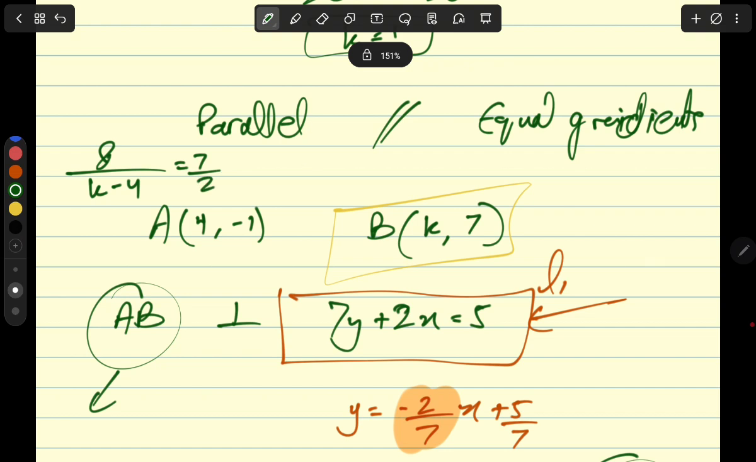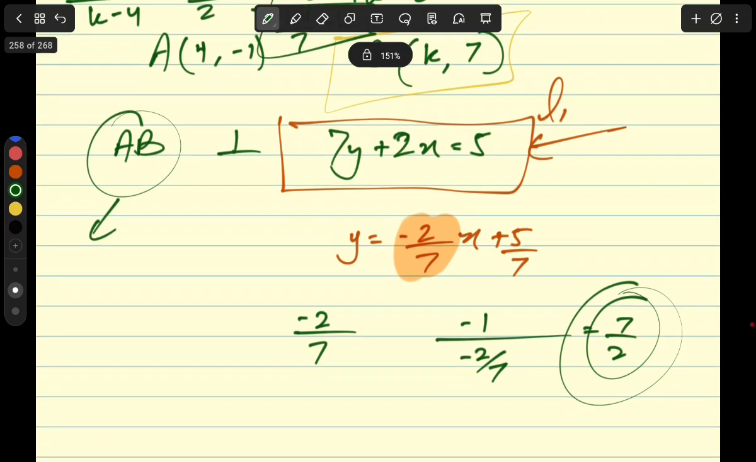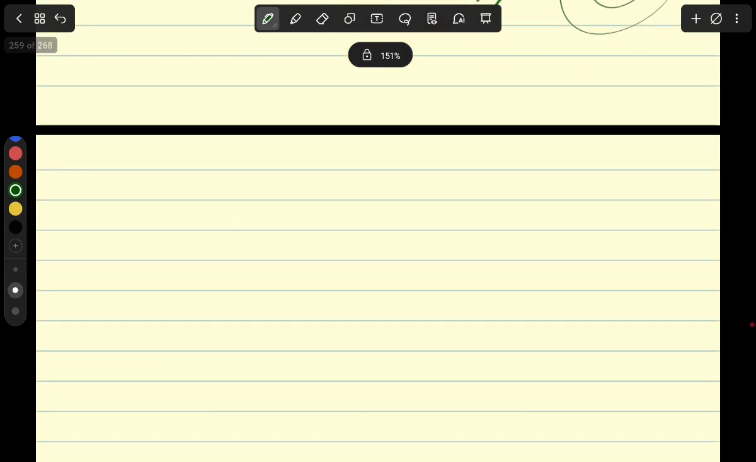Now you cross multiply, so this becomes 16 is equal to 7k minus 28. Now 28 plus 16 is going to be 44, upon 7, is going to be equal to k, and that's it. Now, before calculating, you had to find the gradient of the given line, and then if your line was perpendicular, what must your gradient of AB be equal to? It should be equal to the negative reciprocal of the given line, because the two are perpendicular, right? And thereby you will be able to find the missing x coordinate of B, which was k, right?